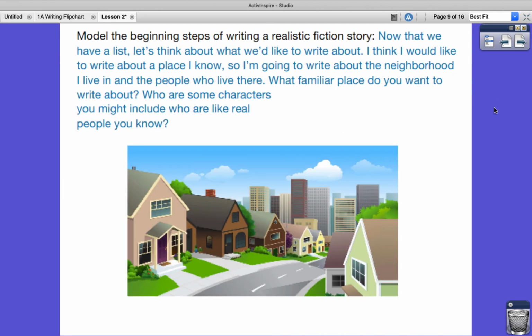So let's look at the beginning steps of writing a realistic fiction story. So now that we have a list, let's think about what we'd like to write about. I think I would like to write about a place I know, so I'm going to write about the neighborhood I live in and the people who live there. What familiar place do you want to write about? Who are some characters you might include who are like real people you know?